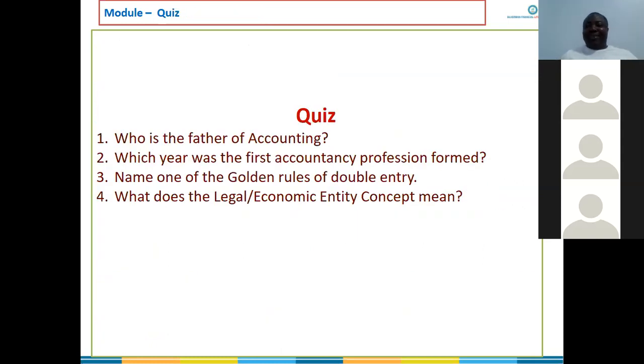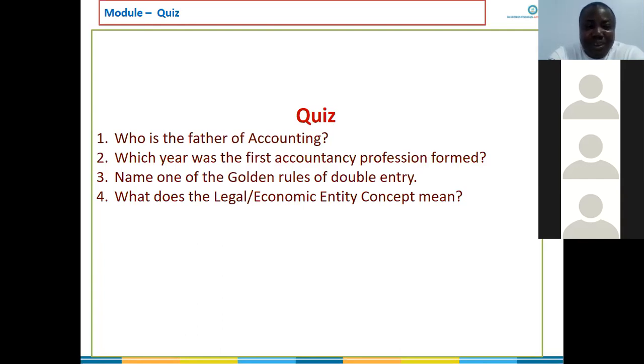So we have come to our quiz. Who is the father of accounting? The Italian guy, Pacioli or something. Who remembers the name, the father of accounting? It starts with Luca. Okay, the name is Luca Pacioli. Yes, Luca Pacioli.